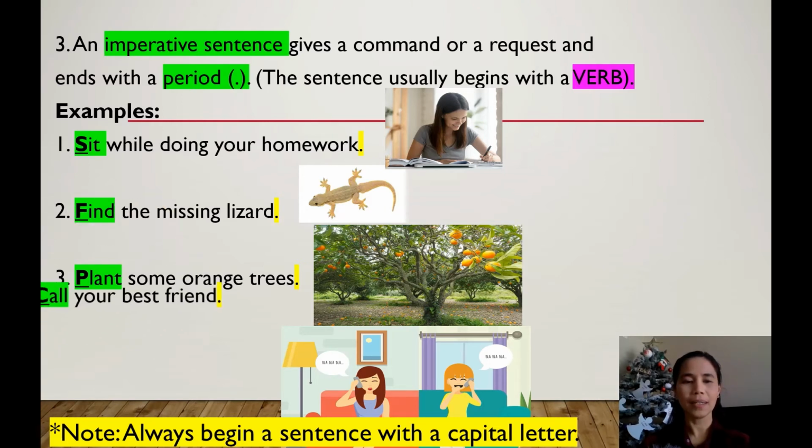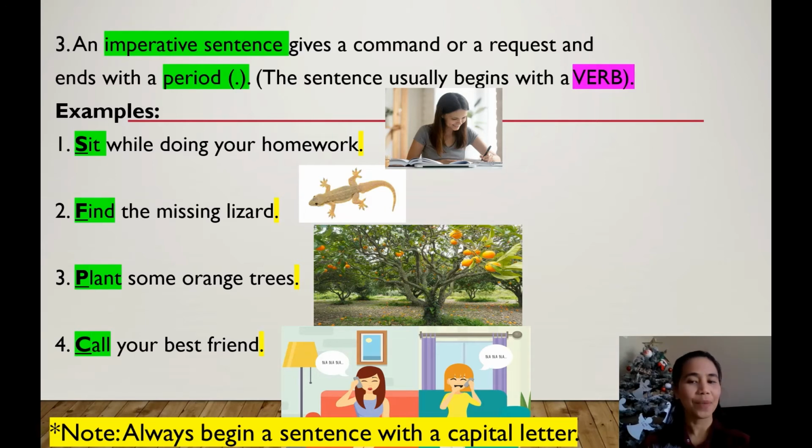Last example, "Call your best friend." Again, call is a verb, and then following the rules, we start the sentence with a capital letter and end it with a period. "Call your best friend." So that makes all our sentences imperative. Hope you get that.